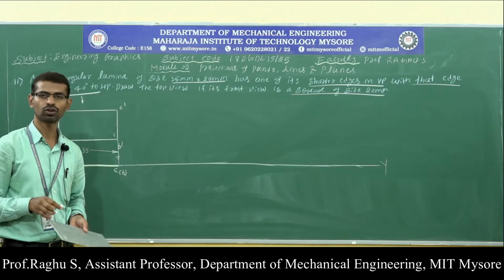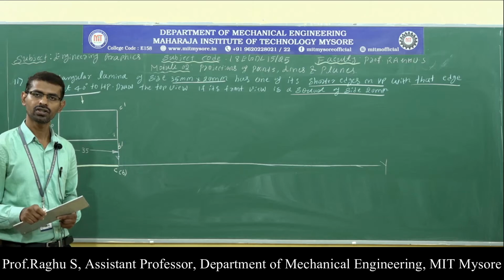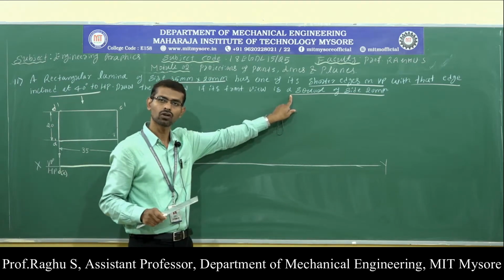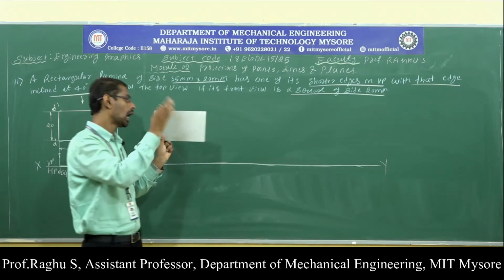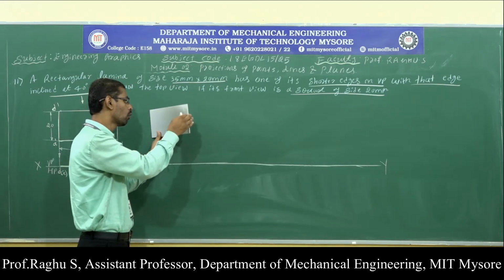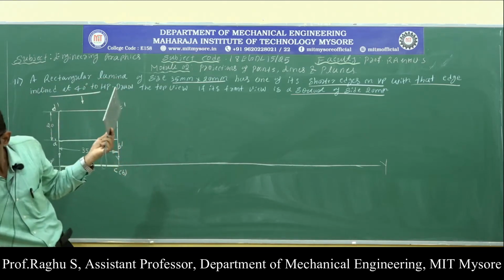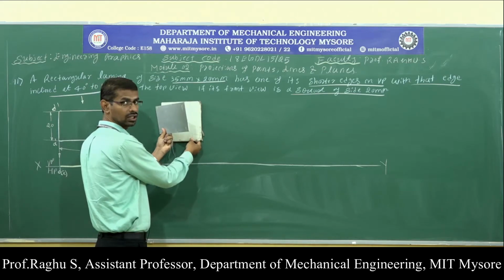Next, to draw the second position, usually I need the VP inclination, but here the VP inclination is not given. Instead of VP inclination, he has given the front view. Use this data to draw the second position. The front view is a square. When you rotate the lamina about the resting edge, the lamina appears as a square in the front view.